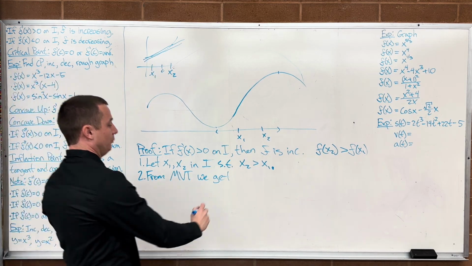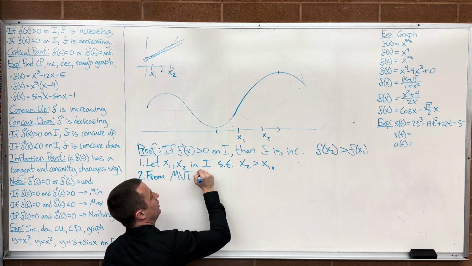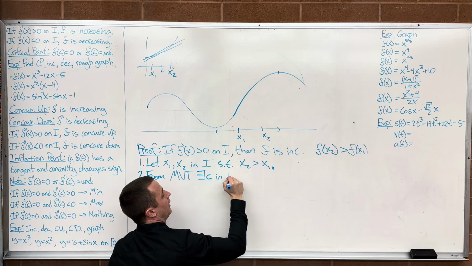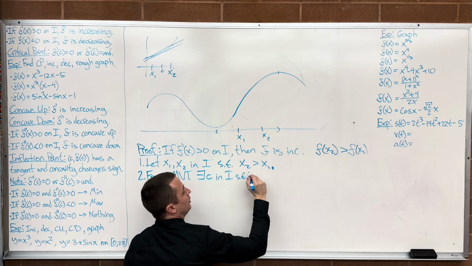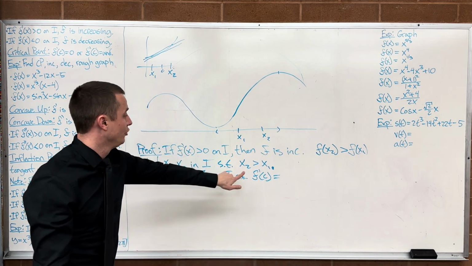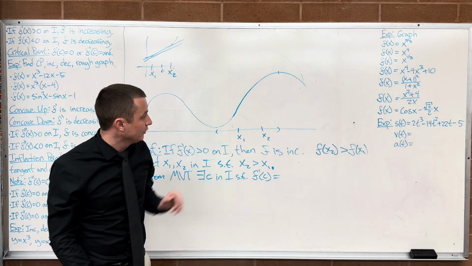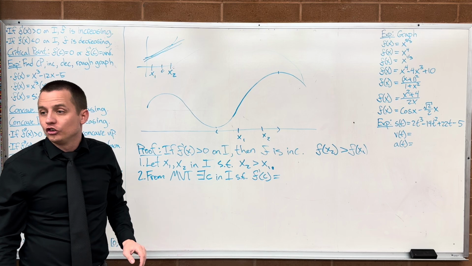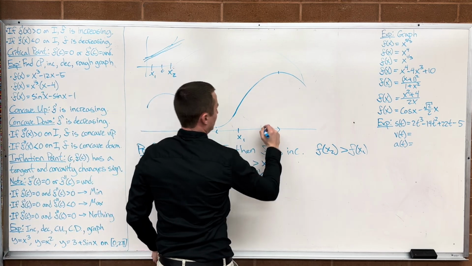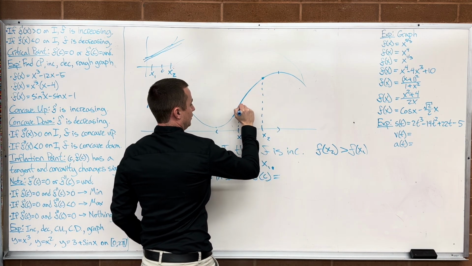So from the mean value theorem, we know that there must exist c in I such that the derivative at c is equal to the slope between those two points. What is the slope between these two points? It's rise over run, right? What's the rise from here? Let's try and quickly sketch this out. It's f of x2 minus f of x1 over x2 minus x1.